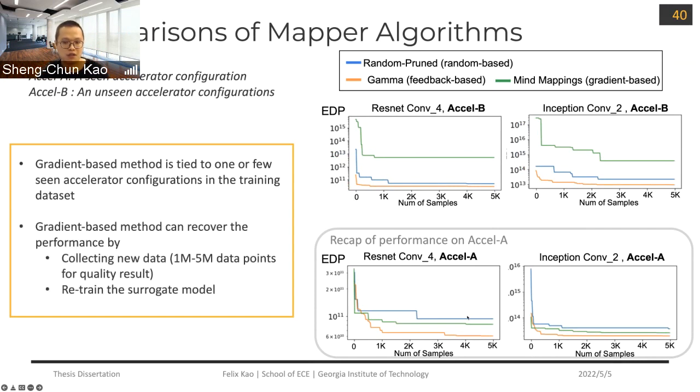However, this type of performance loss can actually be recovered if we do two steps. First, we need to collect new data from accelerator B, which needs about 1 million to 5 million new data points. Then you retrain the surrogate model. After these are done, you can search on the accelerator B configuration, and the performance can be recovered. So until now, we have shown some pros and cons of random-based, feedback-based, and gradient-based methods. In the next few slides, I will pick one of the mappers, Gamma, and do a deeper analysis.